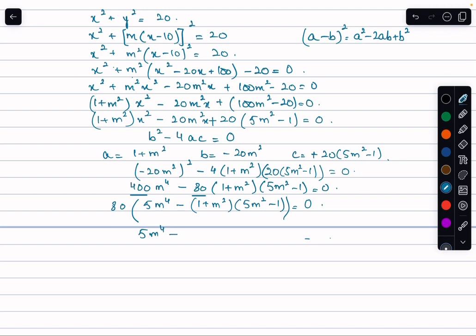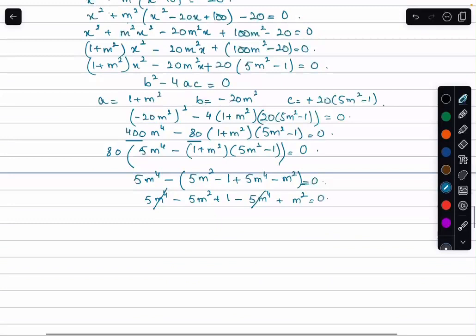So if I do the expansion, it's going to be 5m square minus 1 plus 5m to the power 4 and minus m square. This shall be equal to 0. Or I can say it's 5m to the power 4 minus 5m square plus 1 minus 5m to the power 4 plus m square. This is equal to 0. 5m to the power 4 minus 5m to the power 4, they get cancelled.